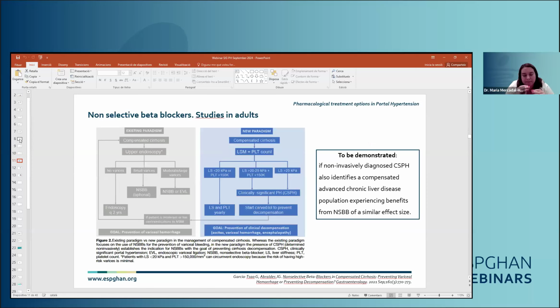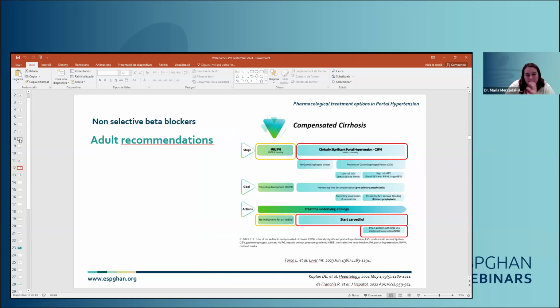So the new approach basically is to try and look for patients that have clinically significant portal hypertension. Here in one of Garcia-Tsao's last articles, you can see that the new paradigm in compensated cirrhosis is, through elastography and platelet count, to screen for those patients that actually have clinically significant portal hypertension and start carvedilol to prevent decompensation. And what do the last guidelines say about this?